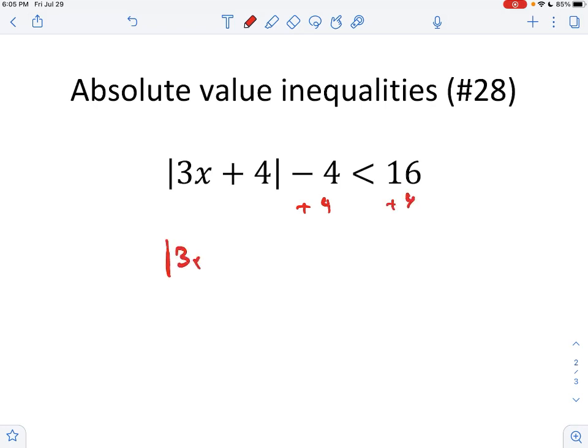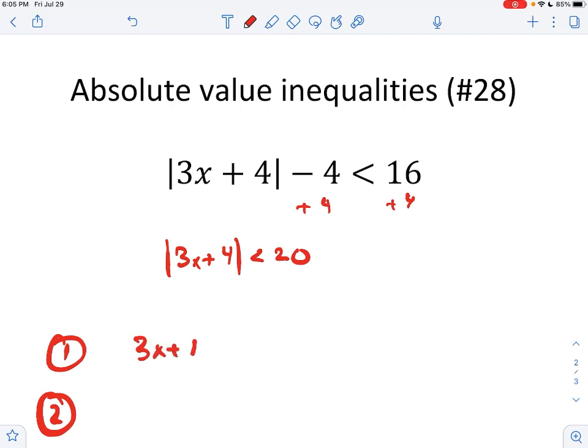So now we have absolute value of 3x plus 4 is less than 20. Now you're going to get two different absolute value expressions. The first one is going to be the original expression just without the brackets. The second one is also going to be the original expression without the brackets, but replace the brackets with parentheses and then put a negative on the outside. And then just simplify both.